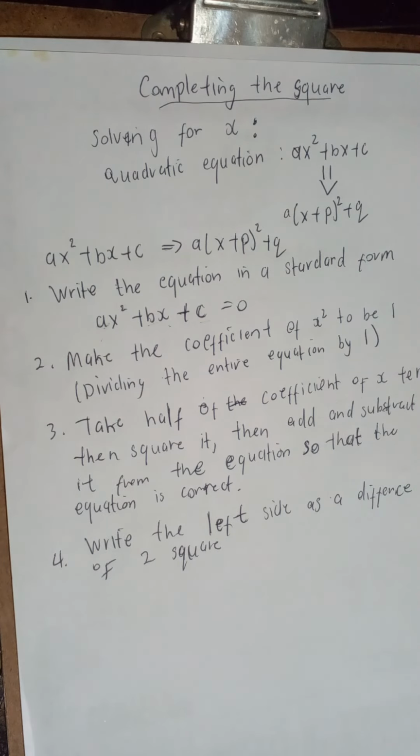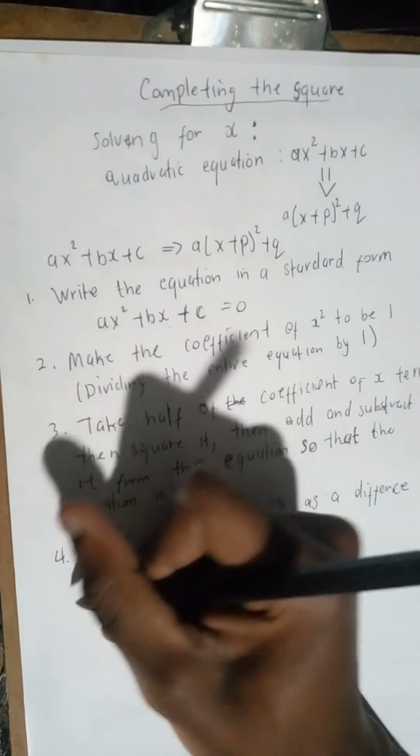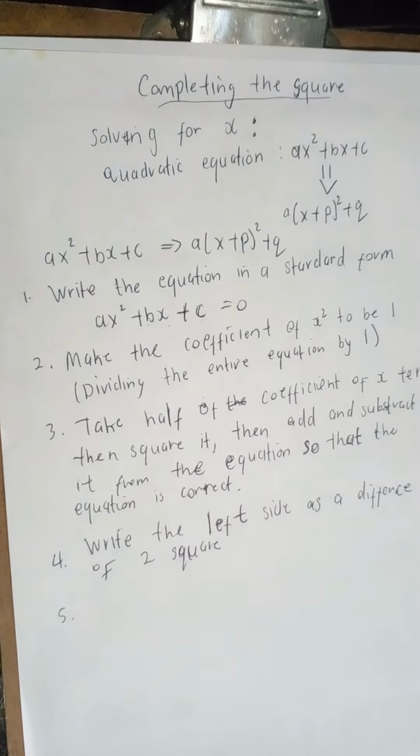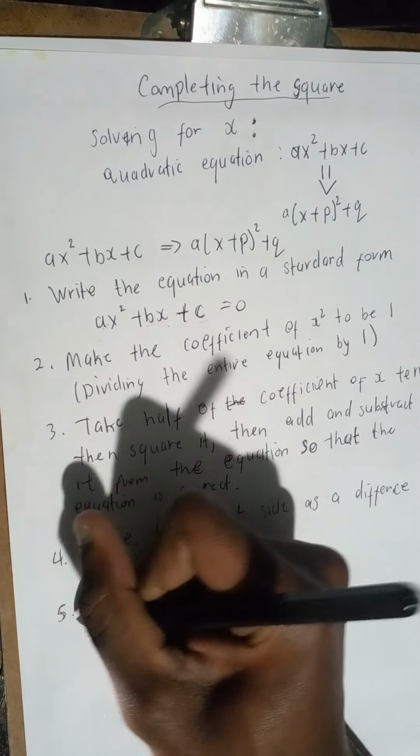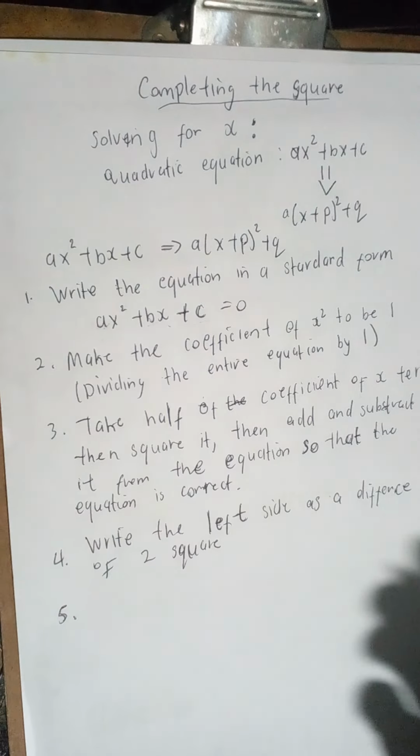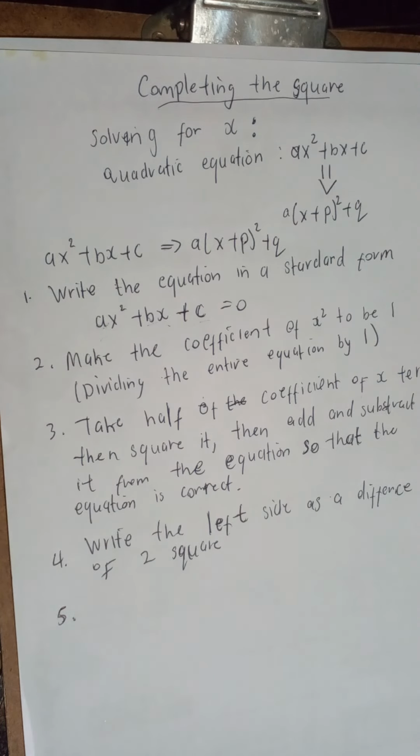Now you will be having a trinomial expression, and when you factorize that expression, automatically you will get a difference of 2 squares. You will factorize it, and you'll get 2 brackets with the same thing inside, but the only difference will be the signs. So that's why you factorize it, and then it will form a difference of 2 squares.